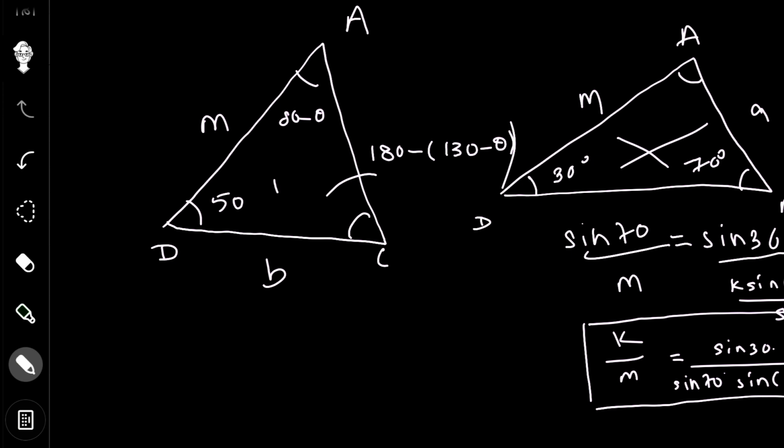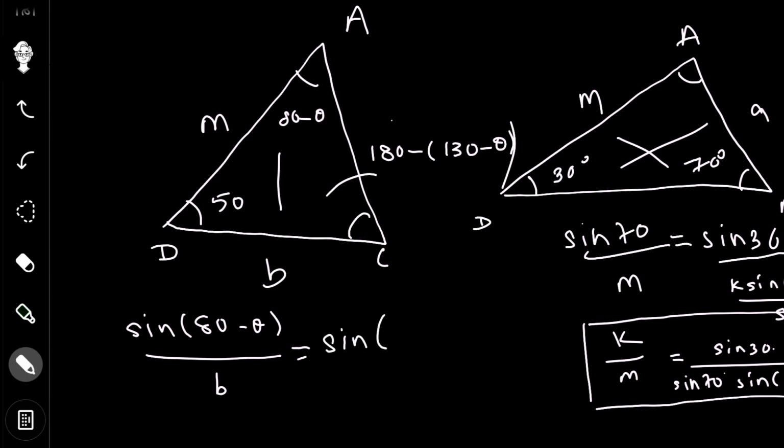Now I will apply the sine rule in this triangle. One of the angles is 80 minus theta, so sine of 80 minus theta upon its opposite side, that is B, would be equal to sine of 180 degrees minus (130 minus theta). As per the identity I told you before, this will turn out to be sine of 130 minus theta upon its opposite side, that is M.